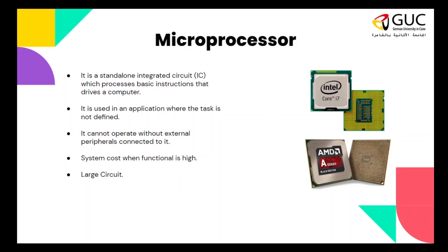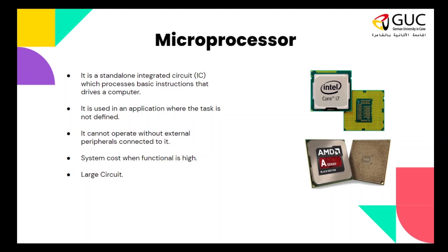A microprocessor is a standalone integrated circuit which processes basic instructions that drive a computer. A processor deals with any type of instructions it is given. It is not programmed for a specific or certain task. It deals with various types of tasks, as we can see how our laptops deal with different types of programs and different types of information. It is not dedicated to a certain program or a certain type of information.